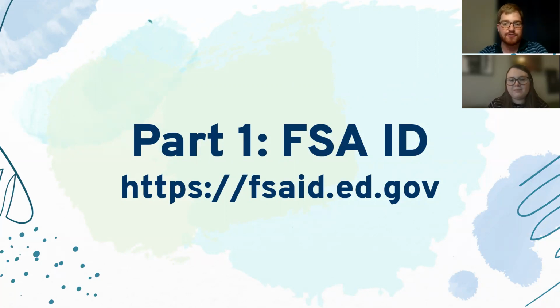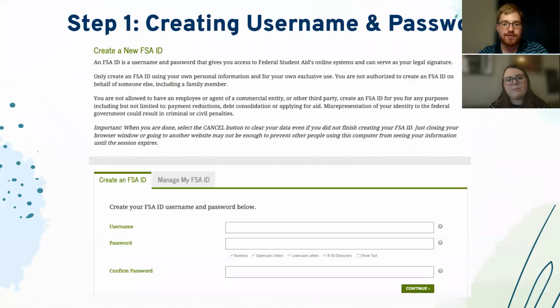Once you go to this website, it'll bring you to a page where it'll give you the option to create your username and password. Just like creating a username and password for any other account, you're going to create a unique username for yourself. It can be something like the initial of your first name followed by your last name and a number. And then it's going to ask you to create a password. Just a simple password, uppercase, lowercase letters, 8 to 30 characters.